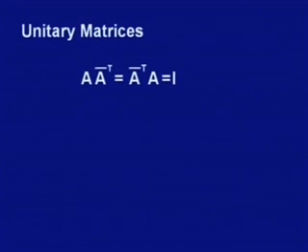Now, unitary matrices are the square matrices which satisfy this property, that is A multiplied by A bar transpose is equal to A bar transpose A, and the product is I. Now, if the matrix A is complex, only then A bar transpose has a meaning. If it is real, then A bar transpose is nothing but A transpose itself, and in that case A A transpose is equal to A transpose A is equal to I. That means it is the same as an orthogonal matrix. So, unitary matrices are a generalization of orthogonal matrices in complex numbers.